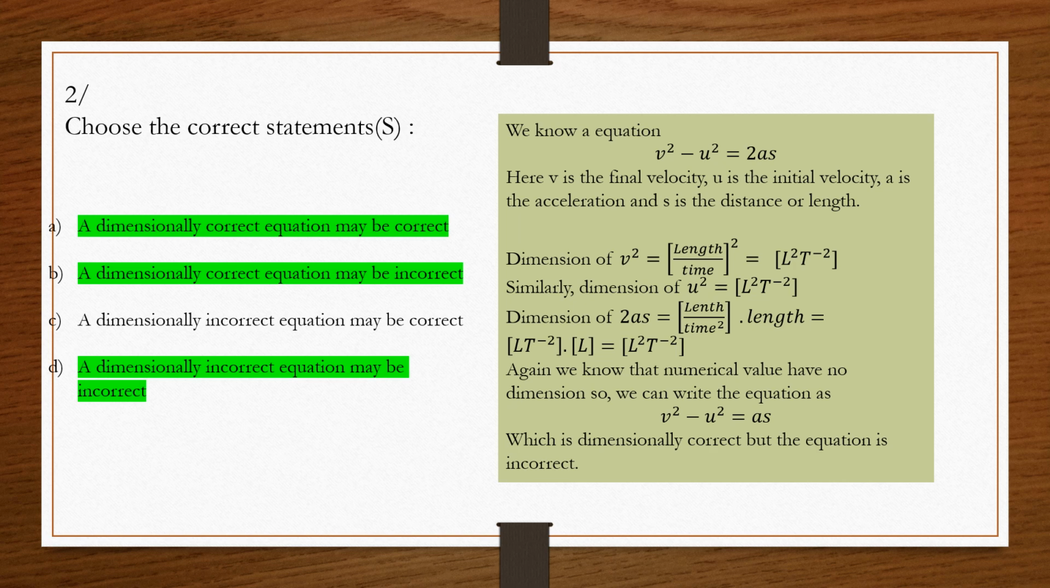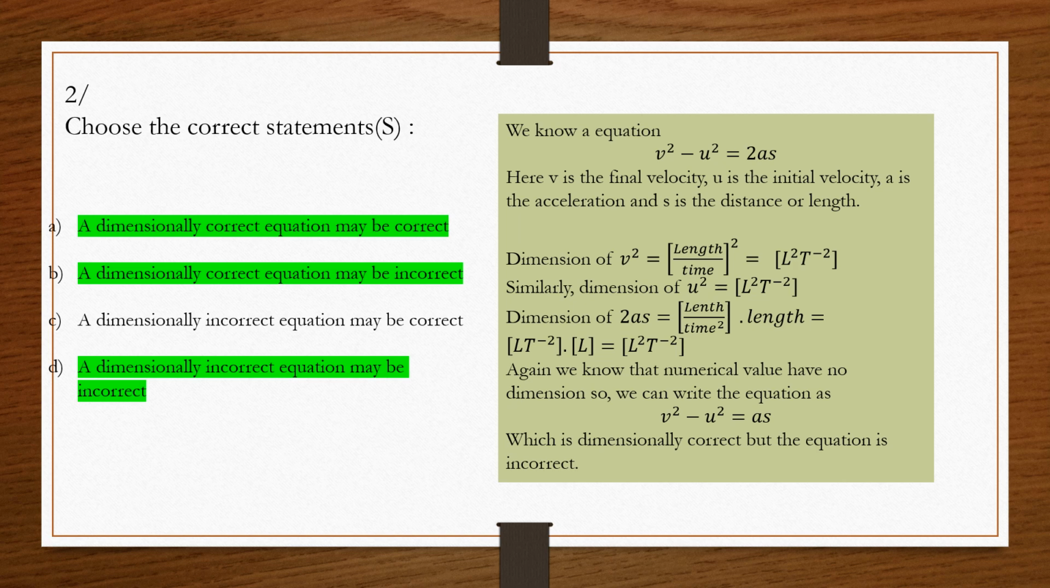So option C is totally wrong, and let's check option B, that is a dimensionally correct equation may be incorrect. So let's take an example, v square minus u square is equal to 2as, and here v stands for final velocity, u is for initial velocity, and 2 is a numerical value, a is the acceleration, and s is the distance or displacement.